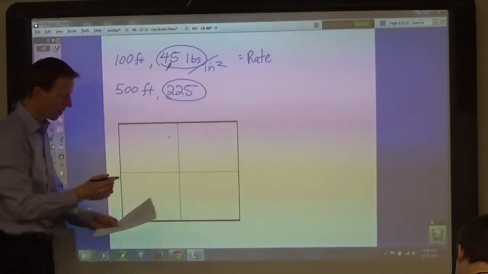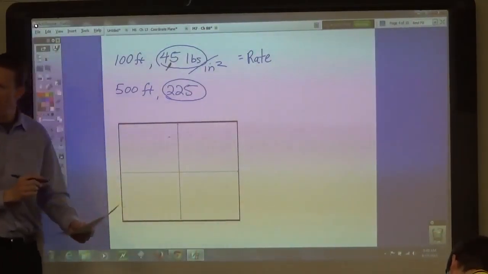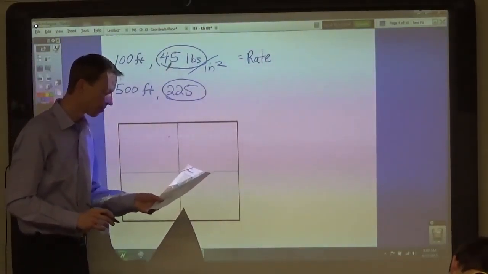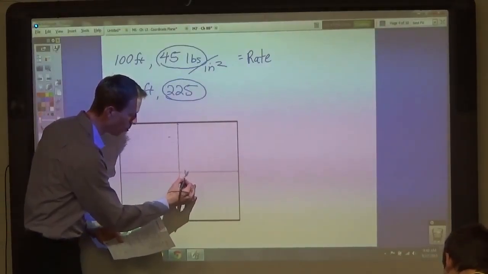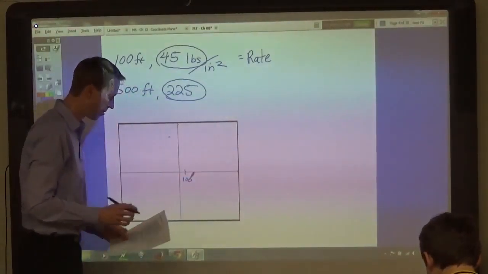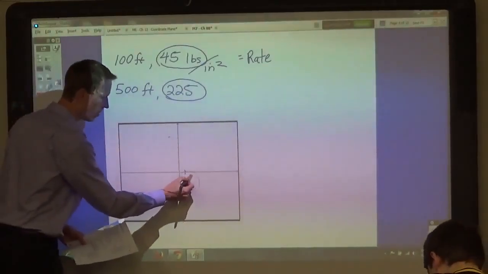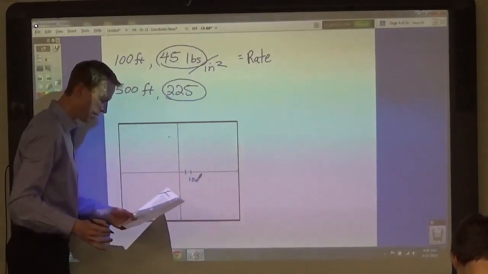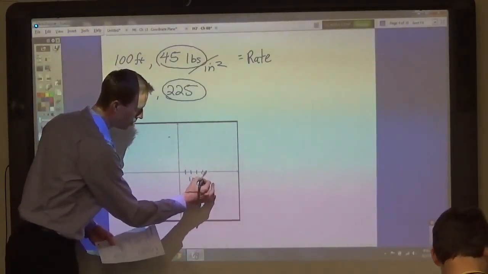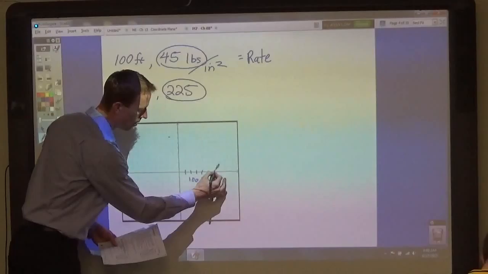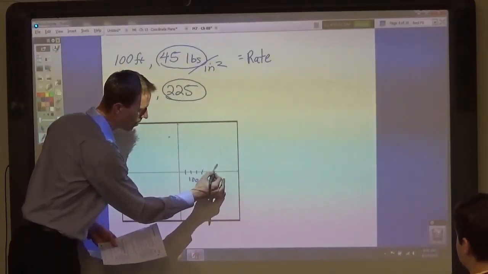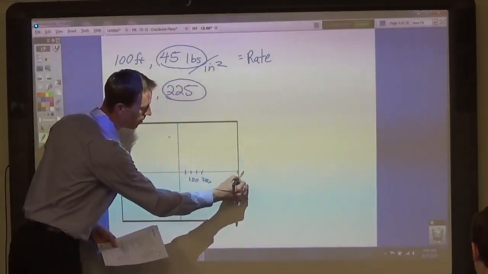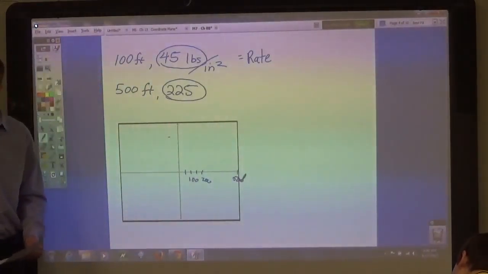So, mark those points on your graph. Mark 100. Oops, this one goes up by 50. So we'll move this over. 100, and then 200, 253, 354, 450. Okay? John, did you do that?